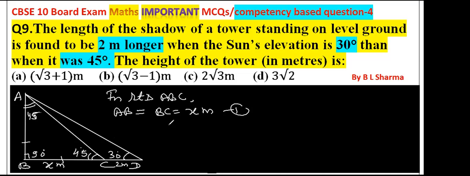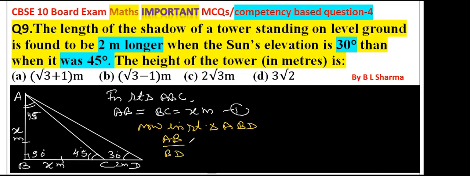ये हमने कंसीडर कर लिया। देखिए this is also x meter. Now in right triangle ABD, AB upon BD, that is tan 30 degree.